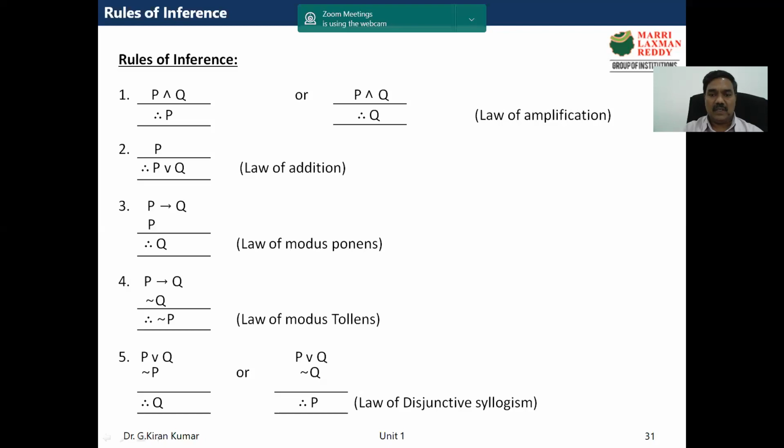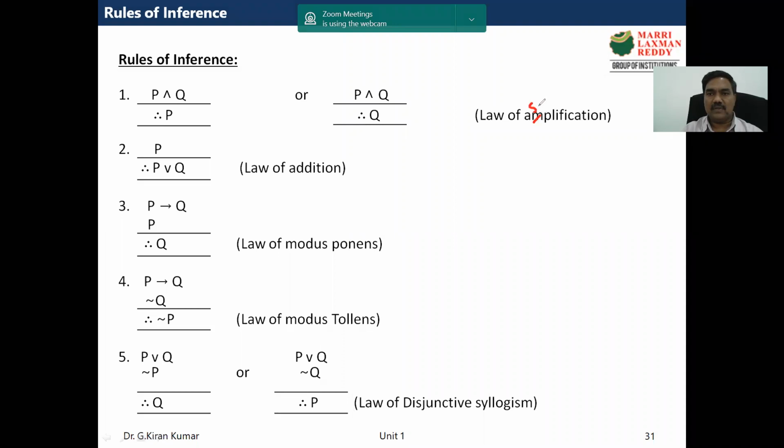The first one is the law of simplification. It tells you that if P and Q is a premise, or if P and Q is given as true, then P is a valid inference. Similarly, if P and Q is a given premise, then Q is a valid inference.